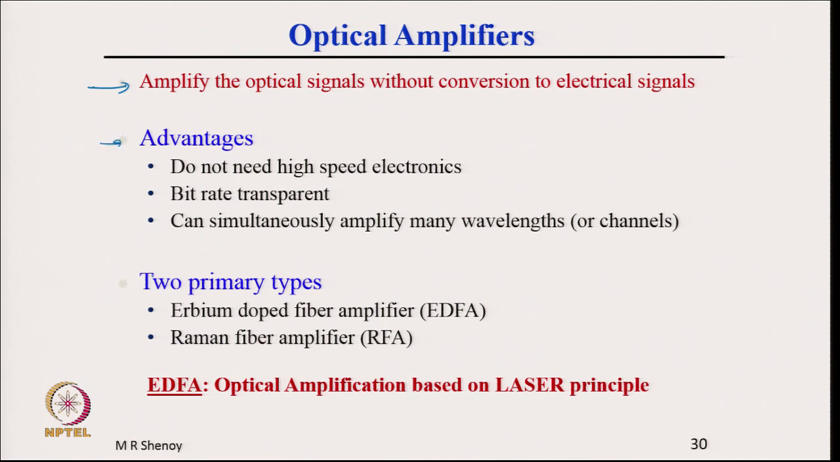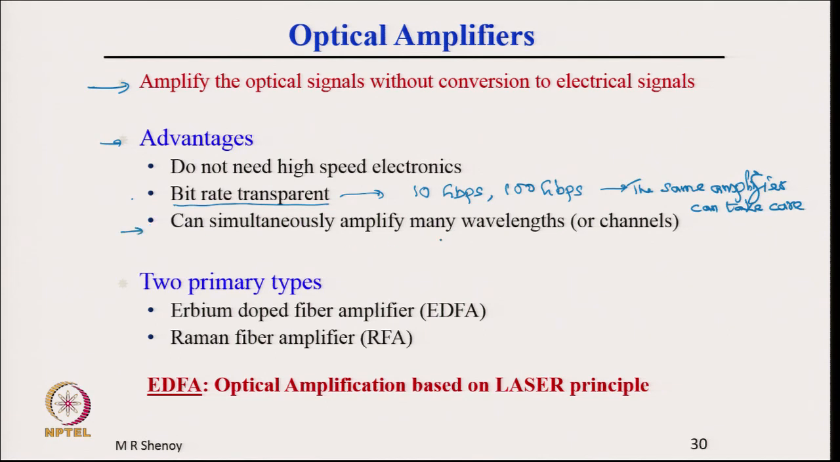The advantages are indicated here. It does not need high speed electronics. It is bit rate transparent. Bit rate transparent means in this system you can put, let us say, 10 Gbps, or 1 Gbps or 100 Gbps. Whatever bit rate you put, 10 Mbps, 10 Gbps or 100 Gbps, the same system will work, the same amplifier can take care, which is not the case in electronic amplifiers. It can also simultaneously amplify many wavelengths.